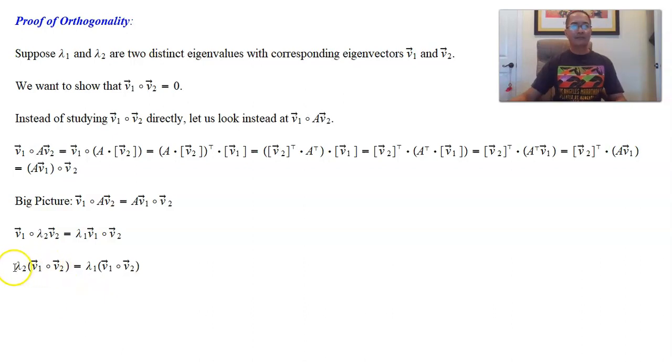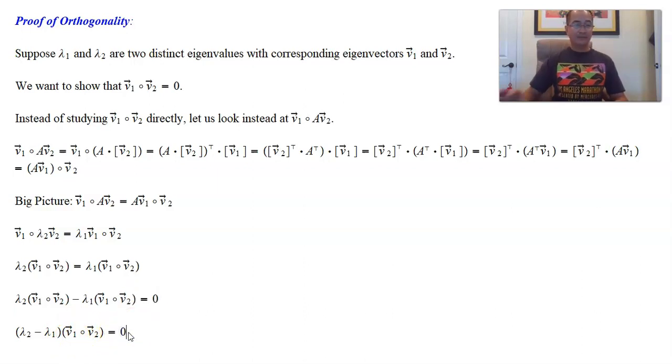Oh, wait a minute, before I do that, 2 more steps. Make the right side join the left side. Now the right side is 0. Last step. Factor out V1 dot V2. What's left? Lambda 2 minus lambda 1. So lambda 2 minus lambda 1 multiplied by V1 dot V2 must be 0.